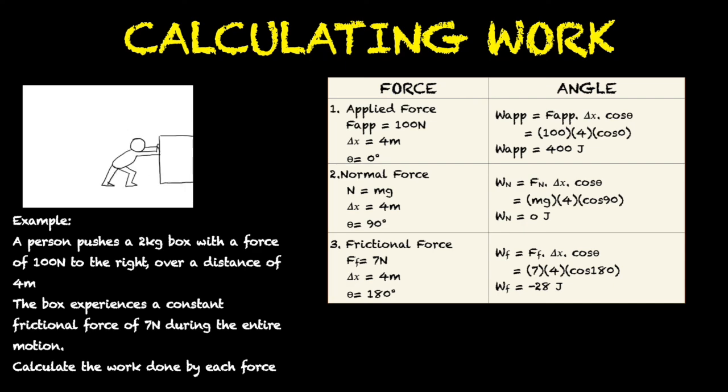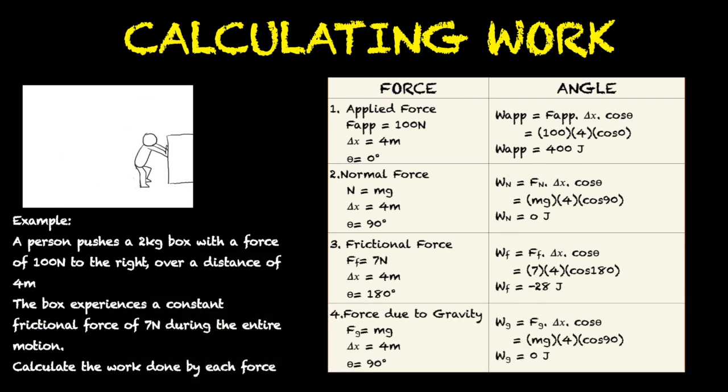And the last force we're looking at is the work done by the force of gravity. Here again, the angle created between the force of gravity and the displacement is angle of 90 degrees. So cos of 90 is equal to 0. So the work done by the gravitational force is actually equal to 0 joules.